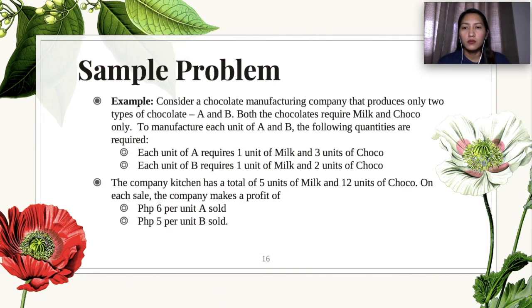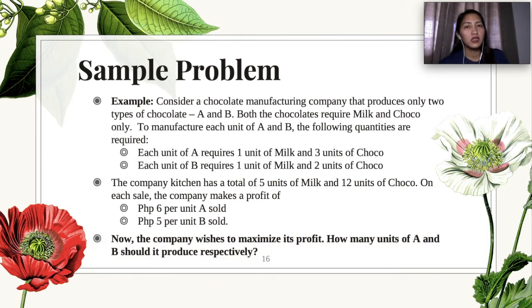Ngayon, yung sa kitchen daw ng kumpanya, merong natitira na 5 units ng milk at 12 units ng choco. So, yung raw materials natin ay 5 milk at 12 na choco na units. So, kada daw nabebenta na Unit A at Unit B, for Unit A, ang profit daw ng kumpanya ay 6 pesos, while for Unit B, ang profit ng kumpanya is 5 pesos.